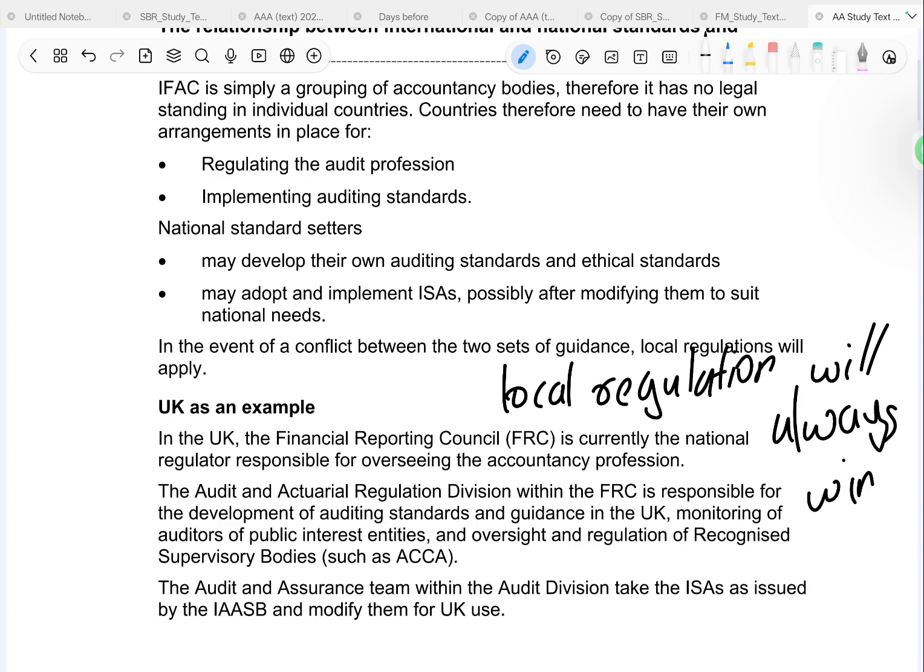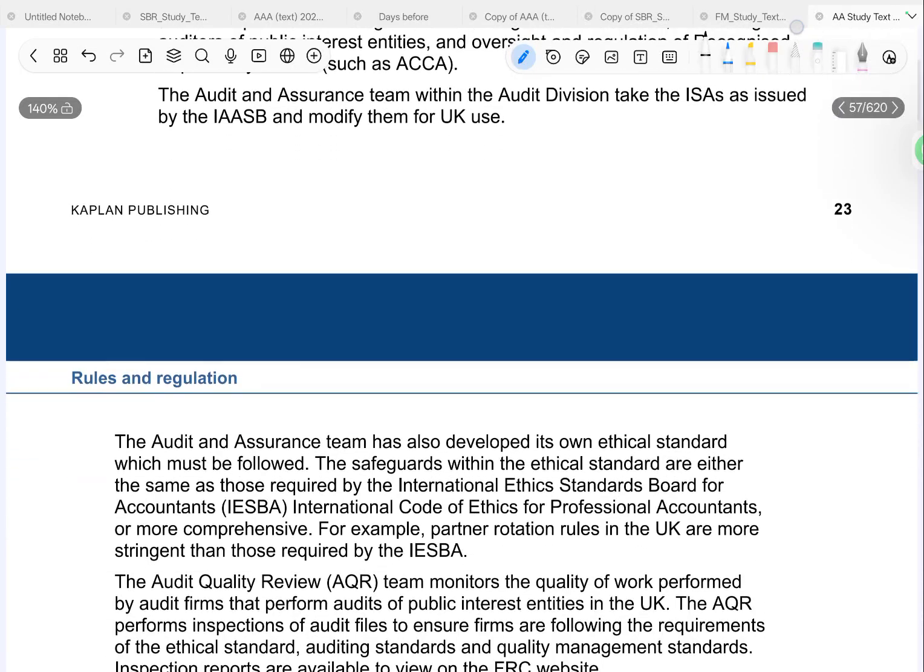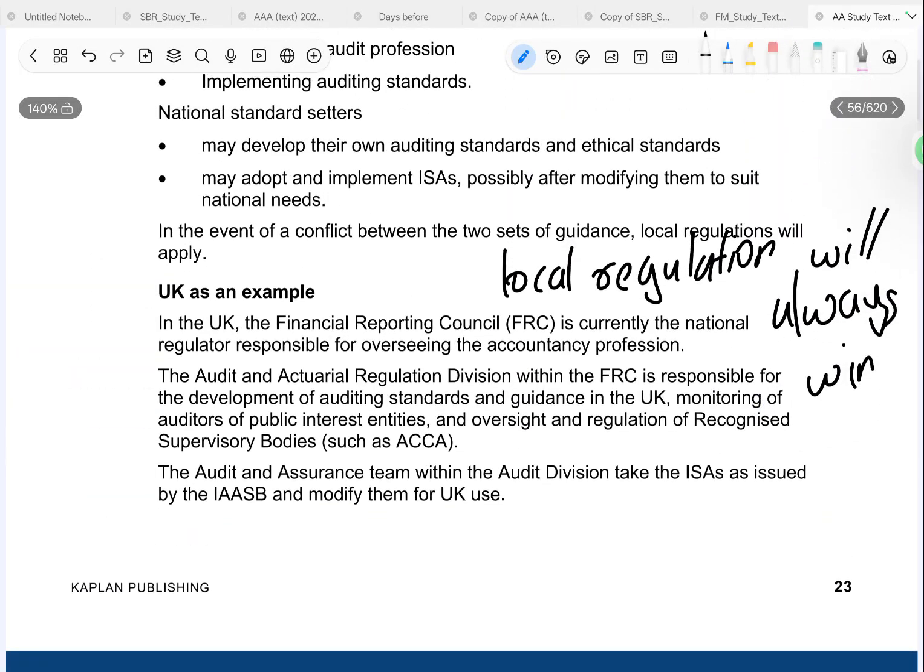Let's quickly take a look at the UK as an example. In the UK, the main regulatory body overseeing the financial profession is the FRC. The FRC is responsible for supervising and regulating the auditing profession in the UK. Within the FRC, there's a specific division called the Audit and Actuarial Regulation Division. This division is responsible for several key activities.